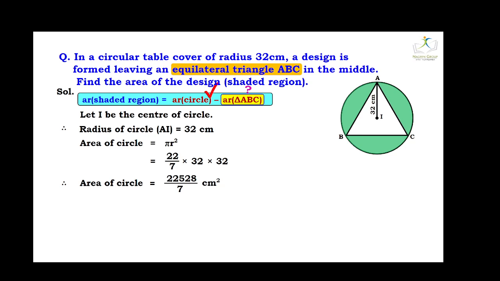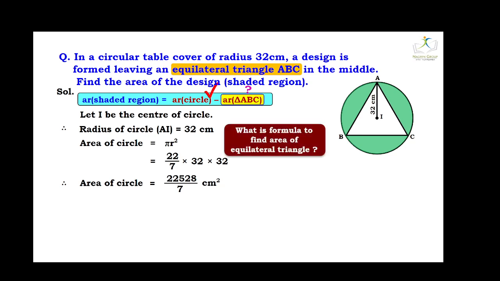What is the base here? What is your height? Oh, this is an equilateral triangle. For an equilateral triangle, there is another special formula: root 3 by 4 into side squared. But if you want to do that, you should know the side. How to find the side, dear students? Now think about that, because 32 is not a side. We have to find the side. For that, we need some more ideas. What ideas?